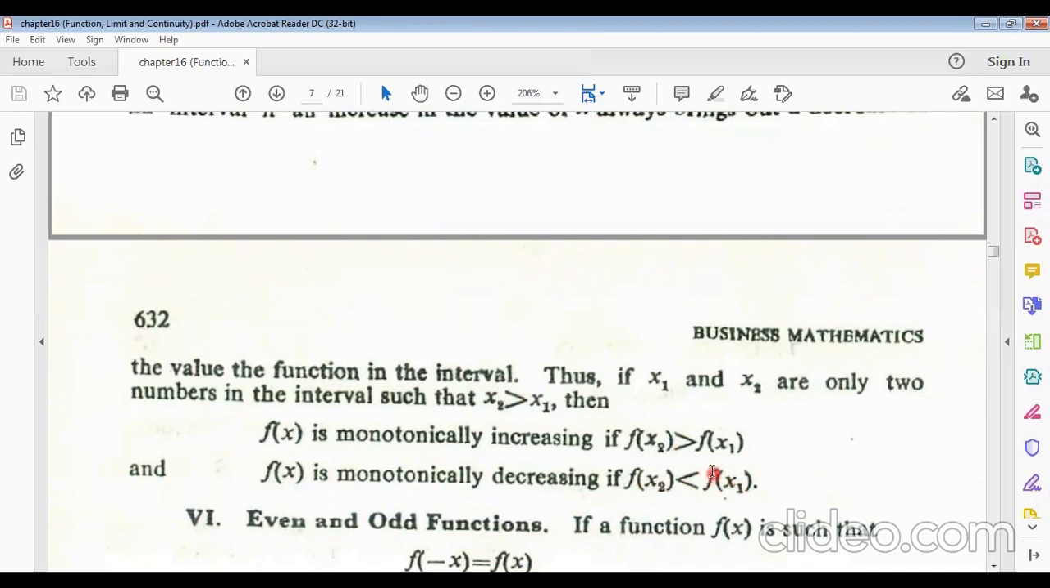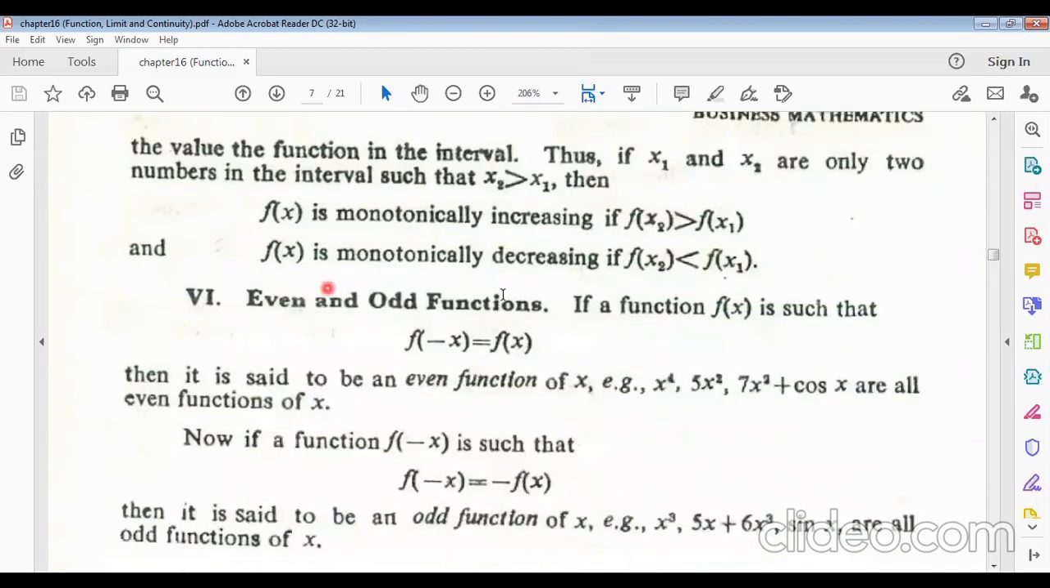Now what will be the even and odd function? If a function f of x is such that f of minus x equals f of x, then if any function satisfies this condition, it is said to be an even function. Suppose f of x equals x to the power 4. If we replace x with minus x, I am trying to show you.